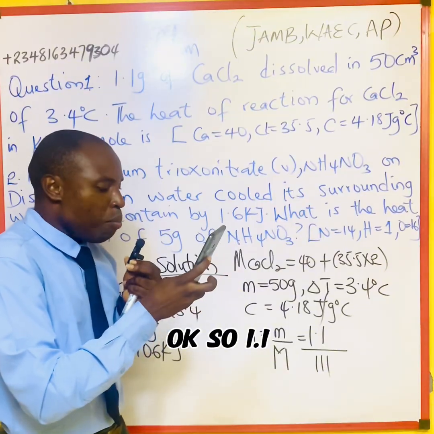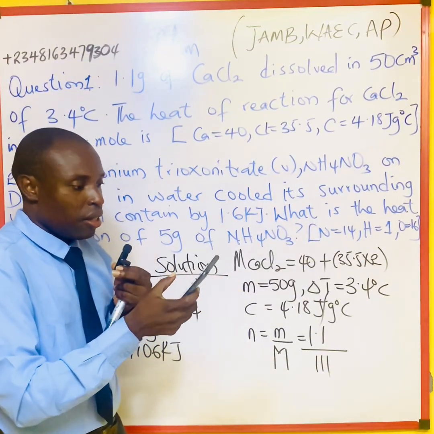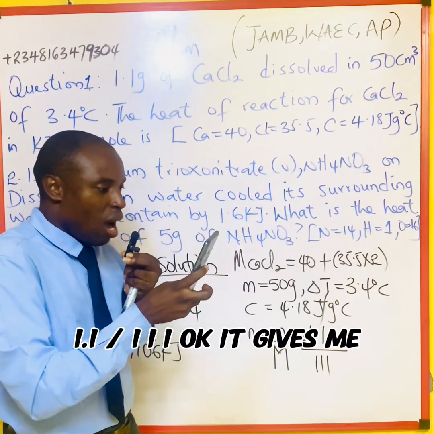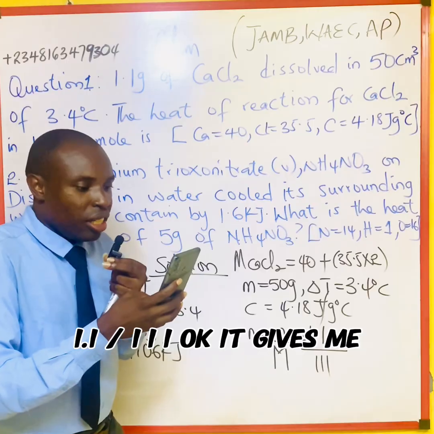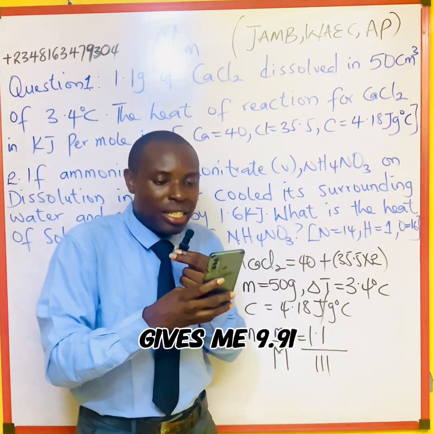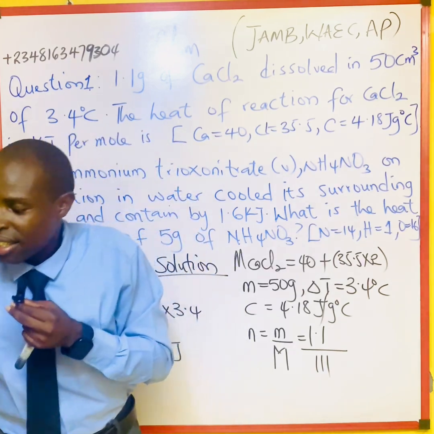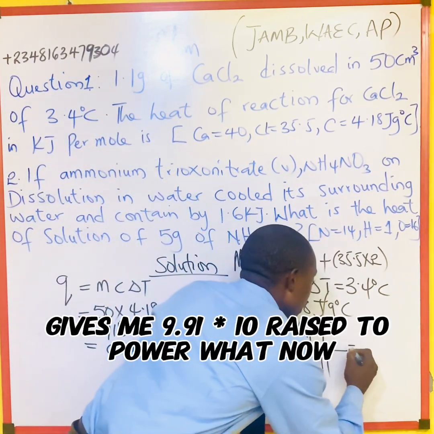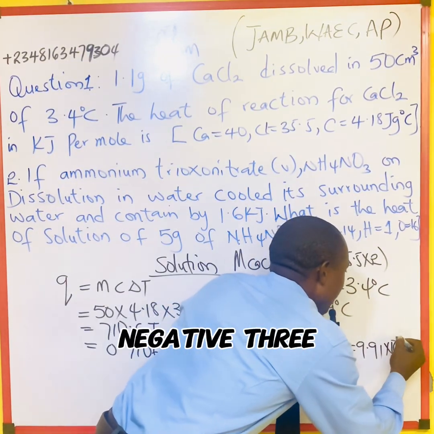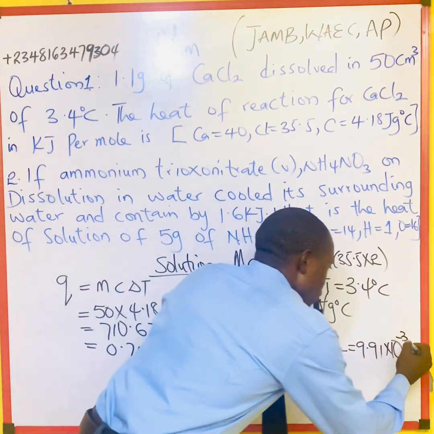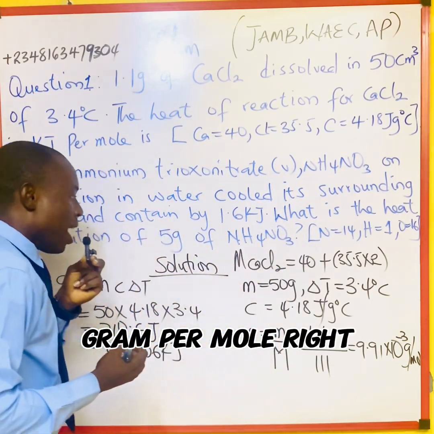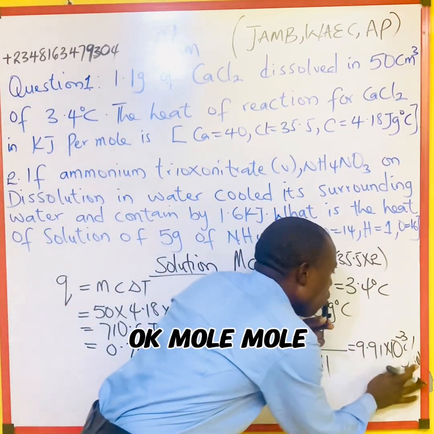Okay, so 1.1 divided by 111, okay, it gives me 9.91 times 10 raised to power negative 3 mole, right? Okay, mole.